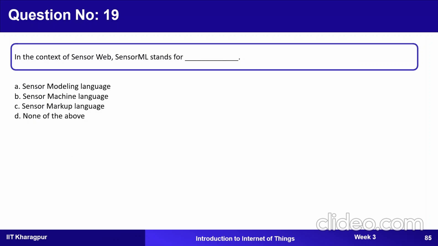Next question is, in context of sensor web, SensorML stands for sensor modeling language, sensor machine language, sensor markup language, none of the above. The correct option for this question is sensor modeling language.